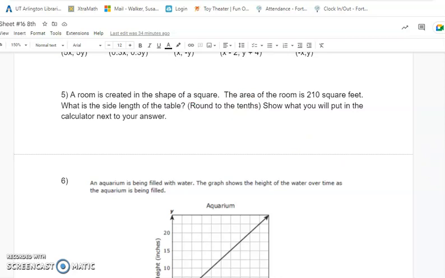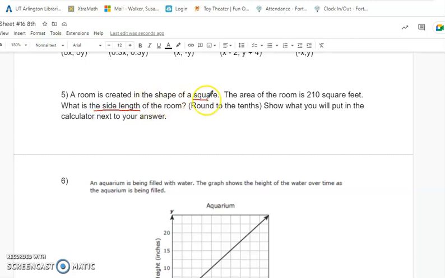Okay, I changed up last week's problem. So if you remember how we solve it, it's the same. A room is created in the shape of a square. The area of the room is 210 square feet. What is the side length of the room? So remember, side length, guys.